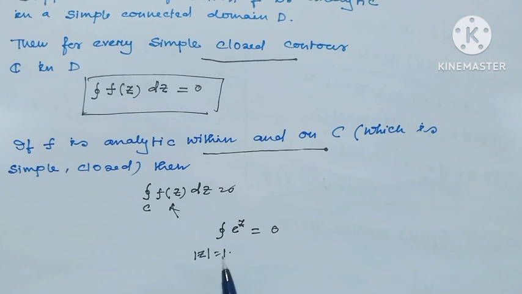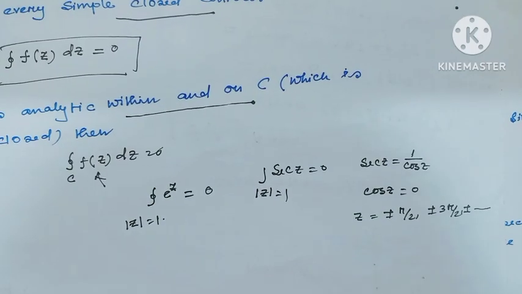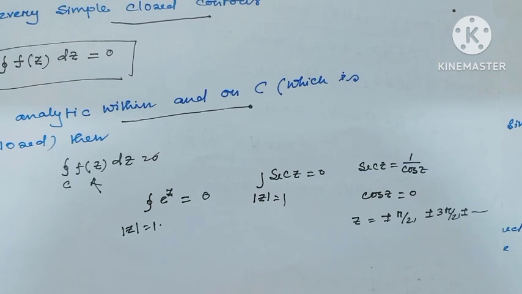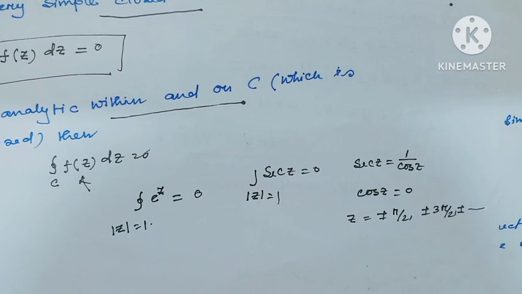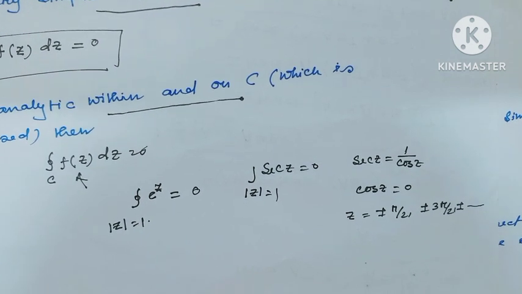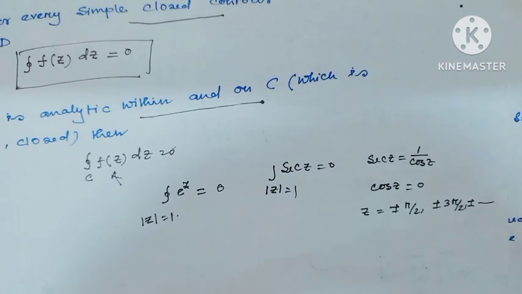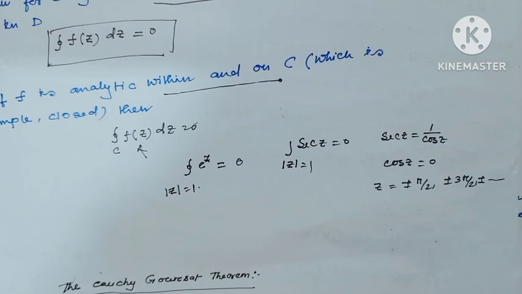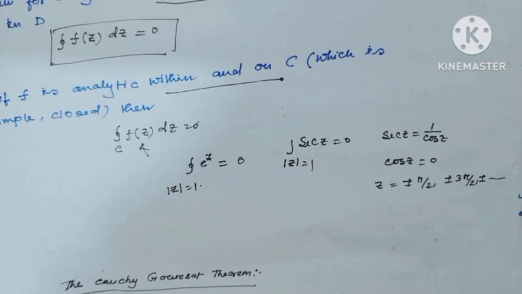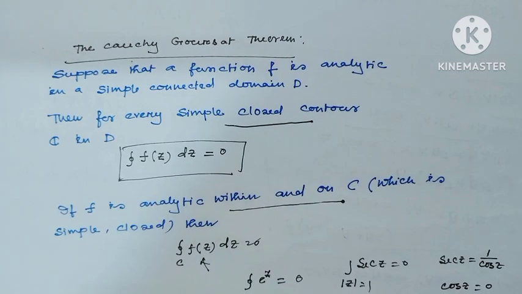So, integration on |z| = 1, e^z is always equal to 0. On the curve |z| = 1, sec z is always analytic, because sec z means 1 over cos z and cos z equals 0 at the points π/2, ±π/2, ±3π/2. So on this curve, the integral is always equal to 0. This is the Cauchy-Goursat theorem, or Cauchy integral theorem.